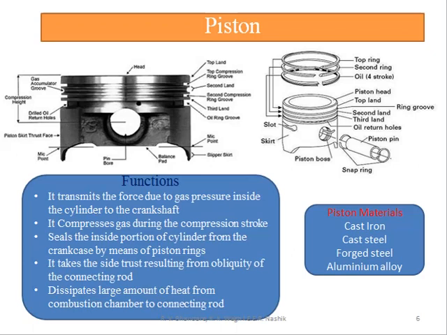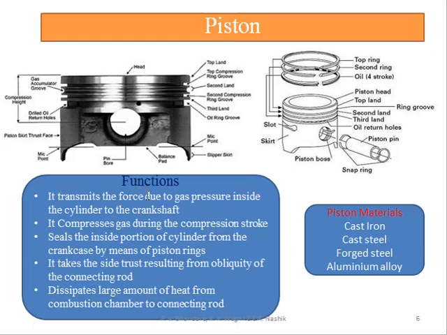It will take the side thrust. We know that the connecting rod is connected with the piston and crankshaft. So whatever side thrust develops on the lower side, it should take that thrust from the connecting rod. At the same time, it will dissipate the heat developed in the engine cylinder, and it has to dissipate that large amount of heat and distribute it to the remaining components.